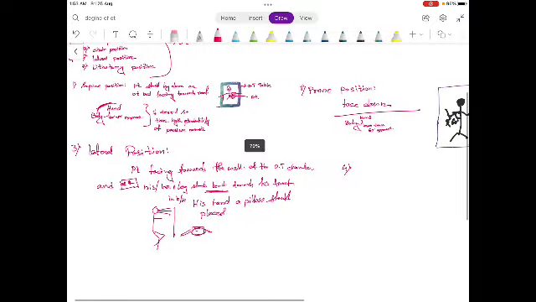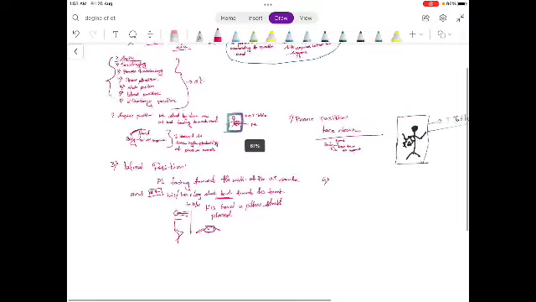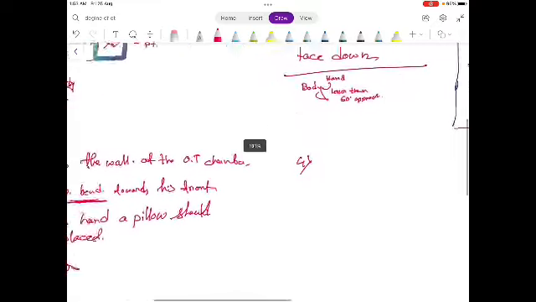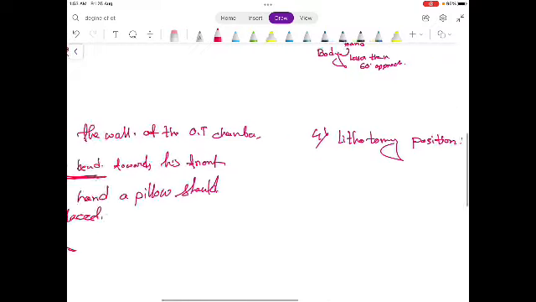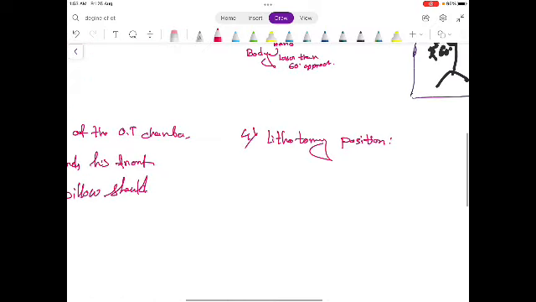So coming to the fourth position, we have done prone position, lateral position, supine position. So now we come to the lithotomy position, right? So lithotomy position.